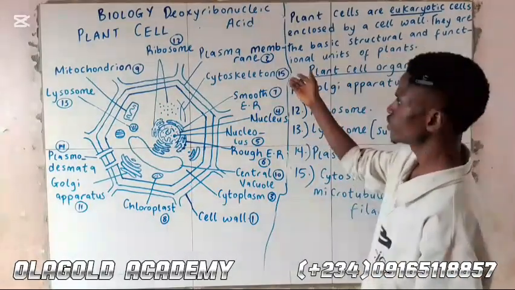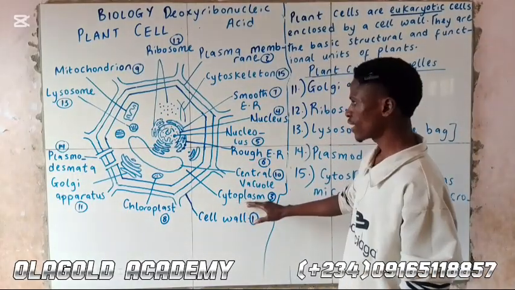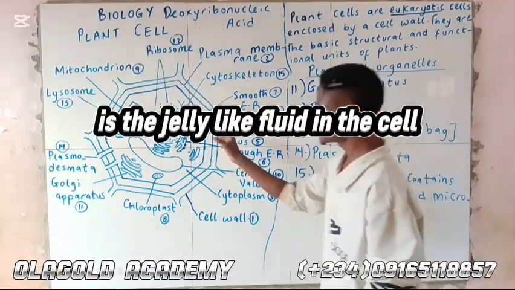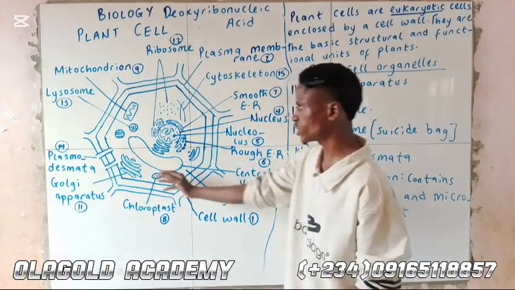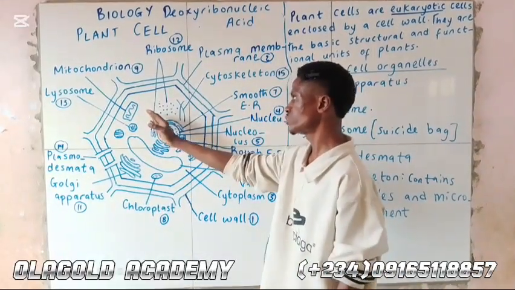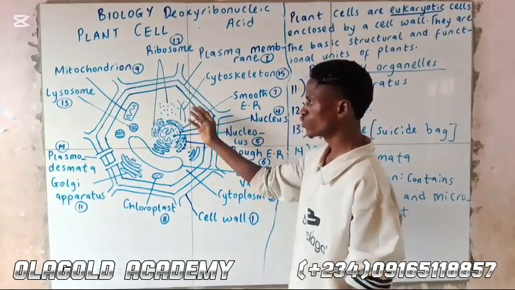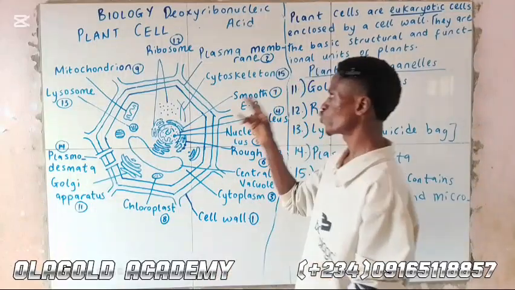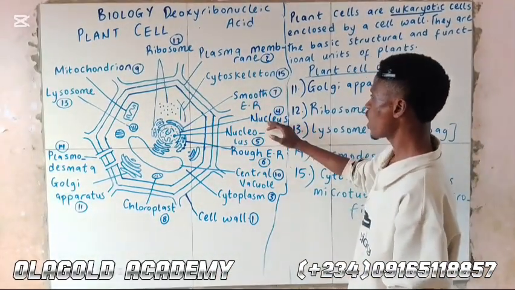Number three, we have the cytoplasm, and this one is the jelly-like fluid that is present inside the cell that suspends the organelles in the cell, or that helps the organelles in the cell to float on their fixed position with the help of the cytoskeleton. Number four, we have the nucleus.